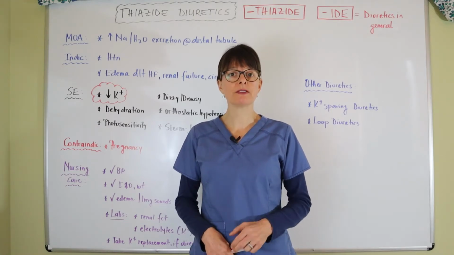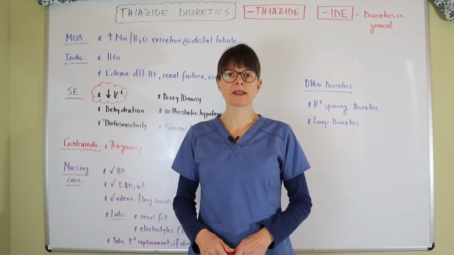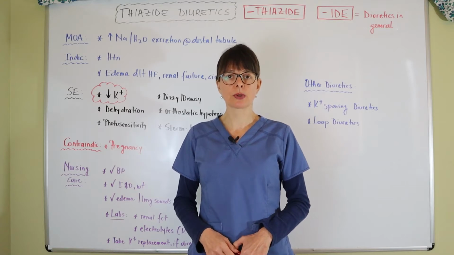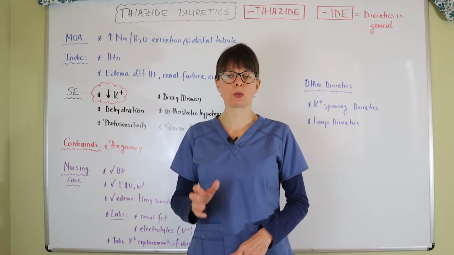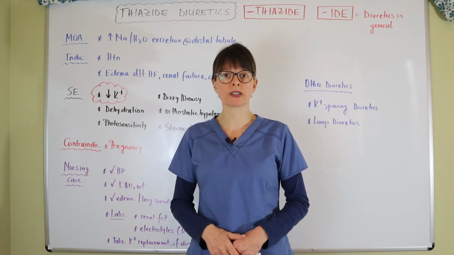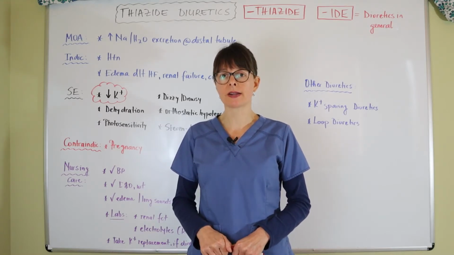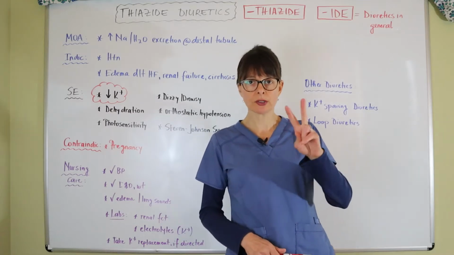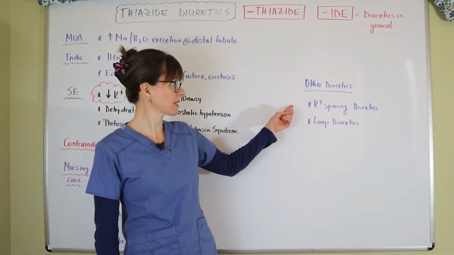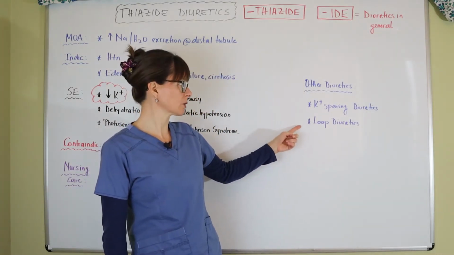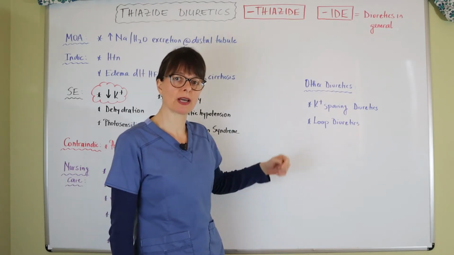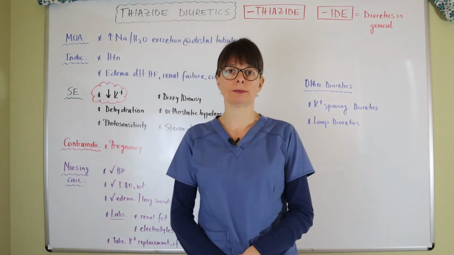However, there are three different types of diuretics, and it is important to understand the three different types and what's similar, but also what their differences are. So this particular video will go over thiazide diuretics, where there are two other types of diuretics, which are potassium-sparing as well as loop diuretics. So please watch my other videos about those as well.